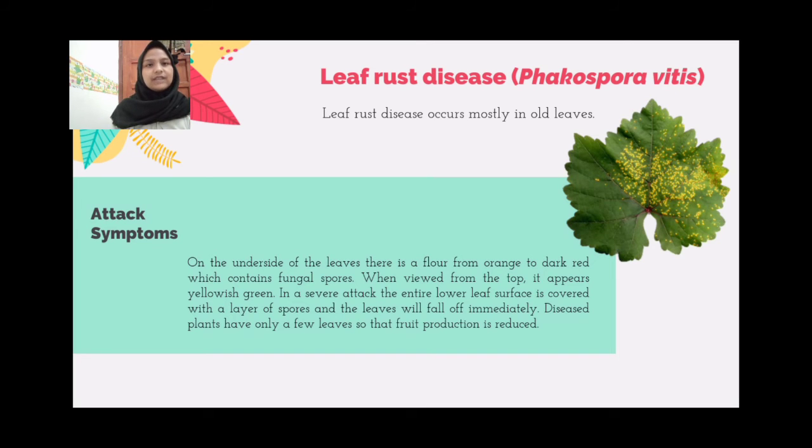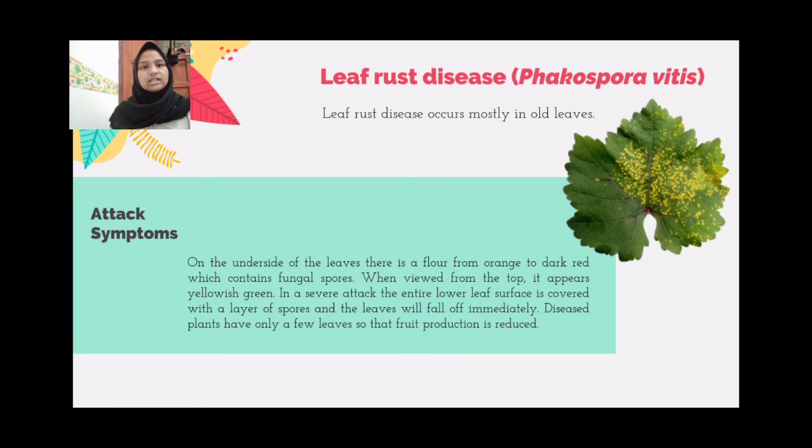And next is leaf rust disease or Phakopsora vitis. Leaf rust disease occurs mostly in old leaves, and the attack symptom of this disease is a powder from orange to dark red which contains fungal spores on the underside of the leaves, and when viewed from the top it appears yellowish green. In a severe attack, the entire lower leaf surface is covered with a layer of spores and the leaves fall off immediately. Diseased plants have only a few leaves so that fruit production is reduced.